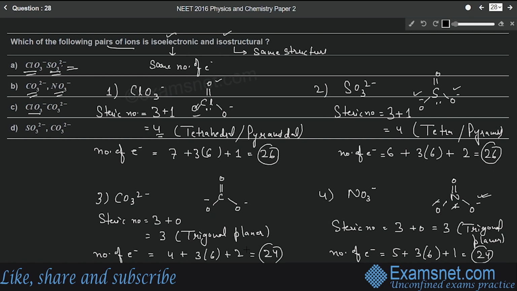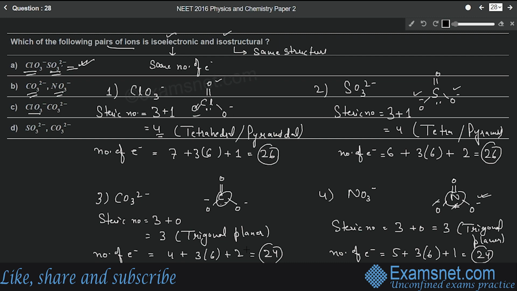Okay, and if we see the second one, that is CO3 2 minus and NO3 minus, they also have the same number of electrons, that is 24, and the same shape, that is trigonal planar. But we have to choose only one option. So the first one will be more preferable, because in the second one we can see that the carbon does not have any charge, but nitrogen has a plus charge. Okay, so there is a change in the central atom.